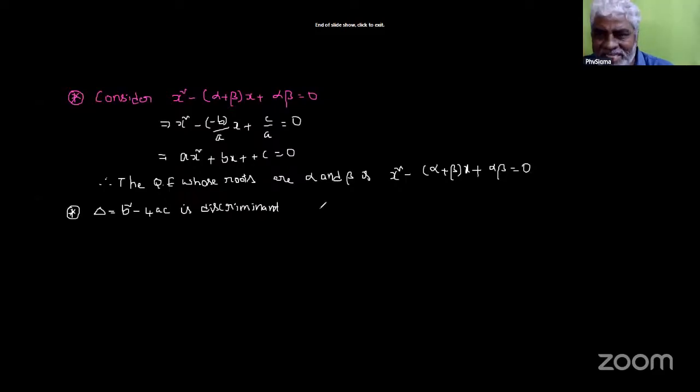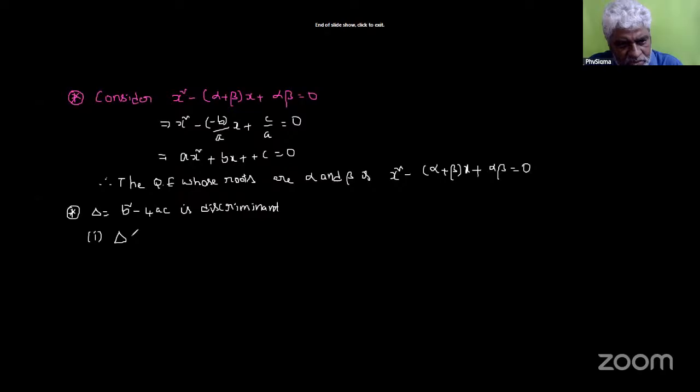It is denoted by delta. The Greek letter delta is used to represent b square minus 4ac, the discriminant. See the first point.